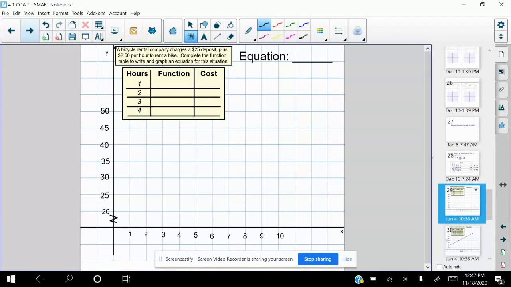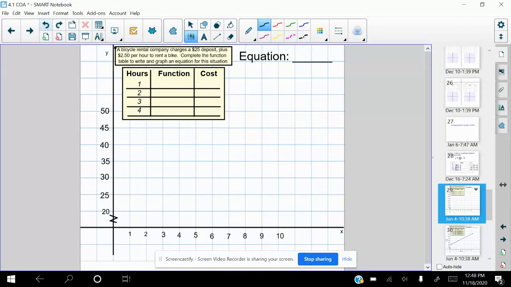So let's talk about this situation here. Please copy down what you see in the top box, the box all the way up here. It says a bicycle rental company charges a $25 deposit plus $2.50 per hour to rent the bike. Complete the function table and write and graph an equation for this situation. So this is a real life example where we have to show how much money we would be paying at any given time. But we need to come up with an equation first.